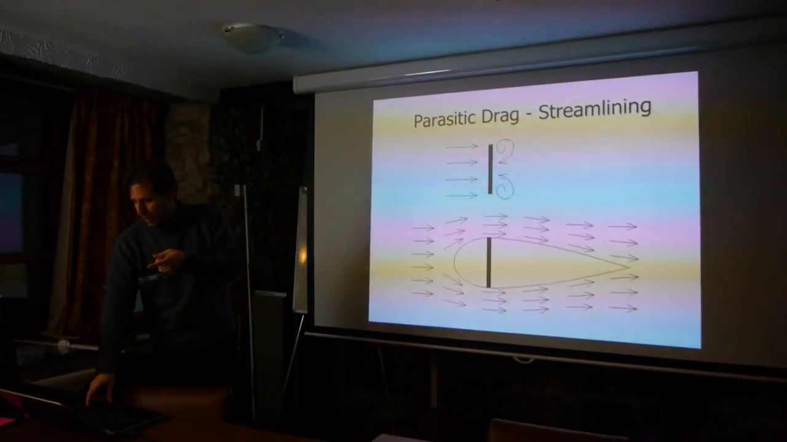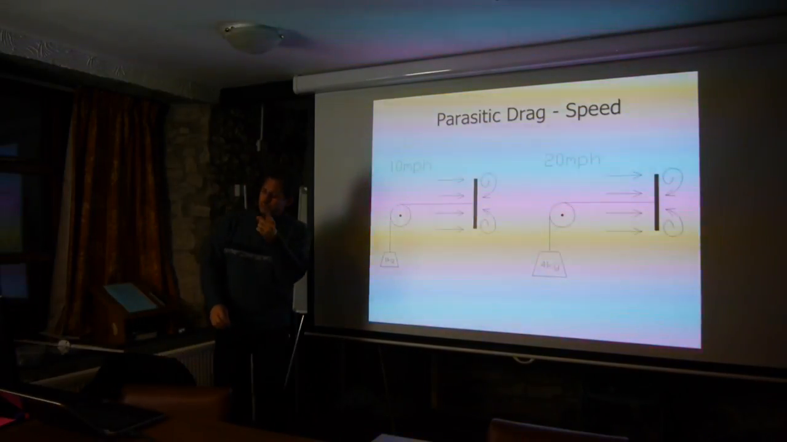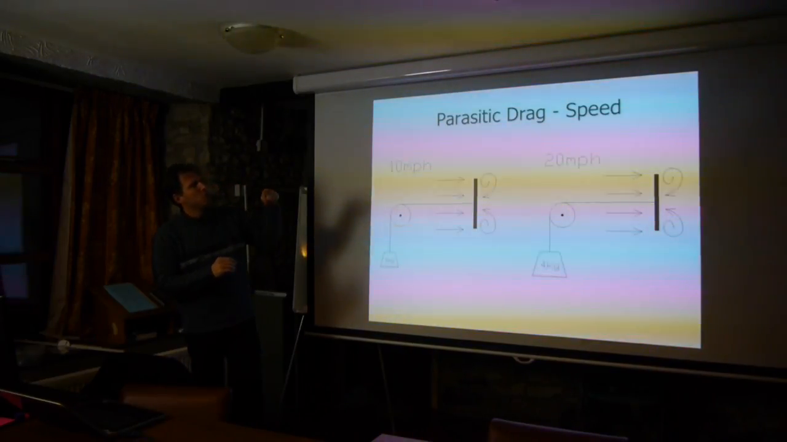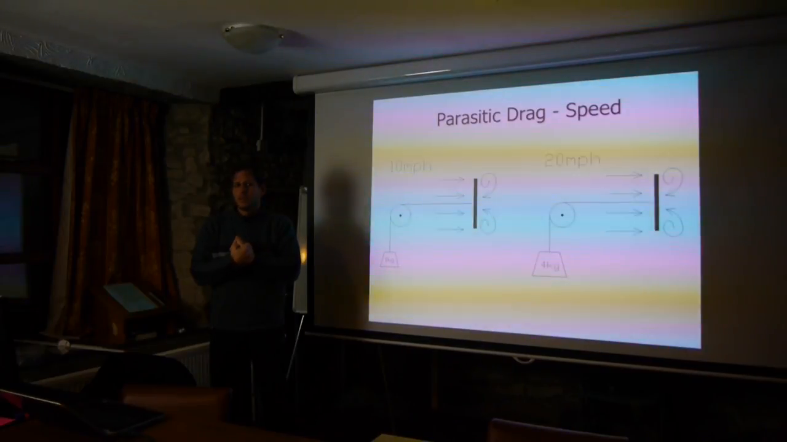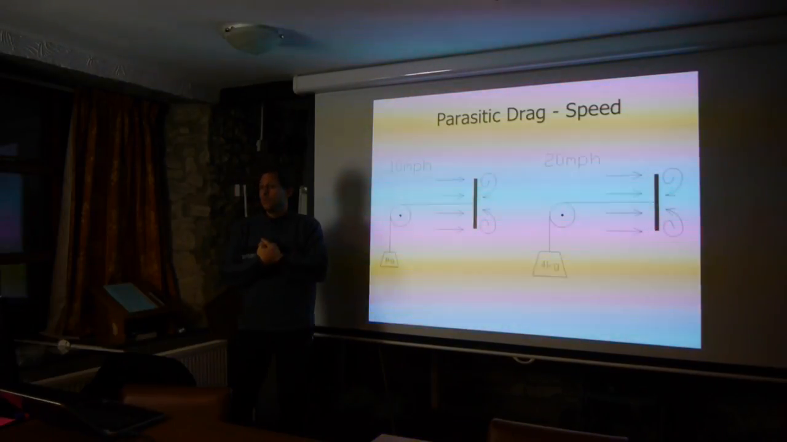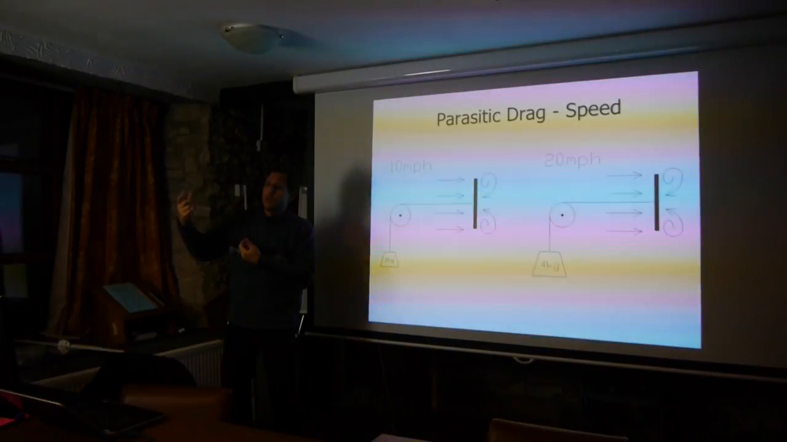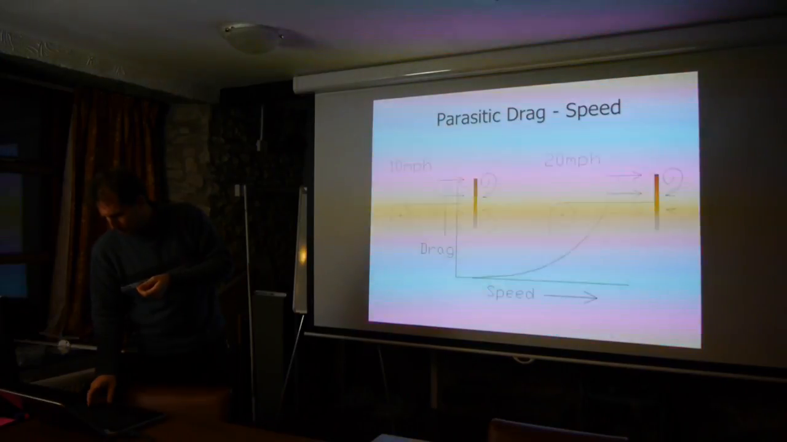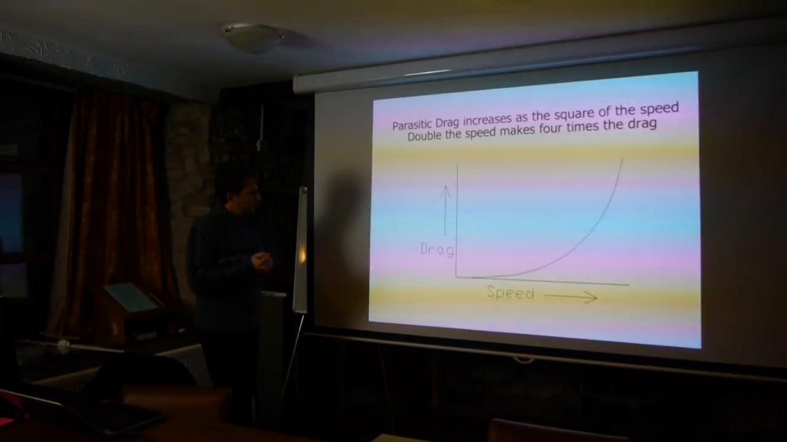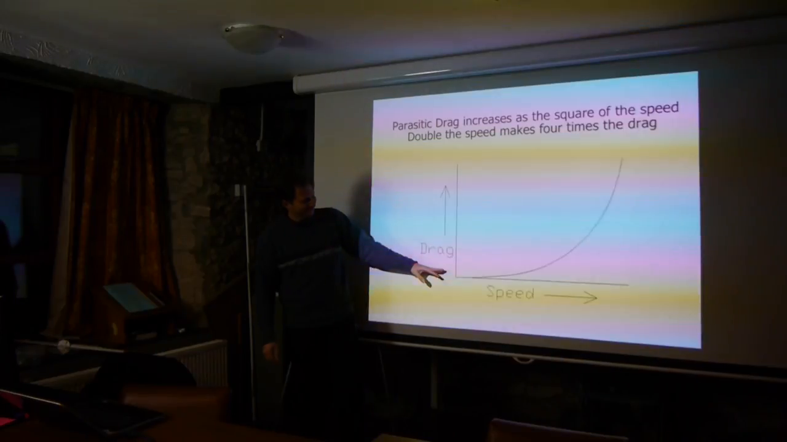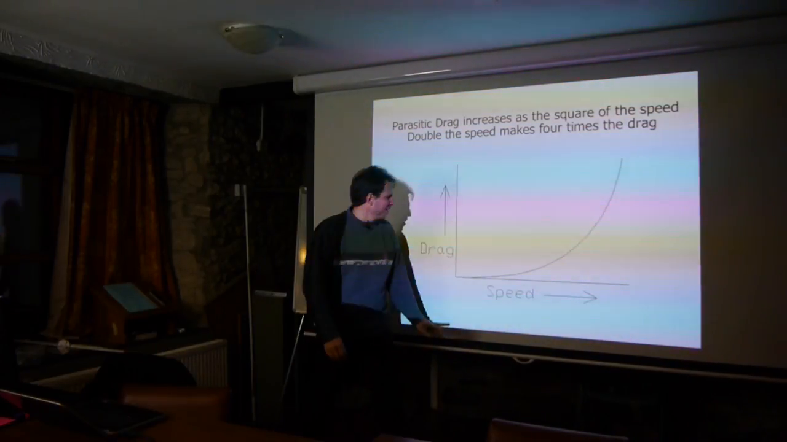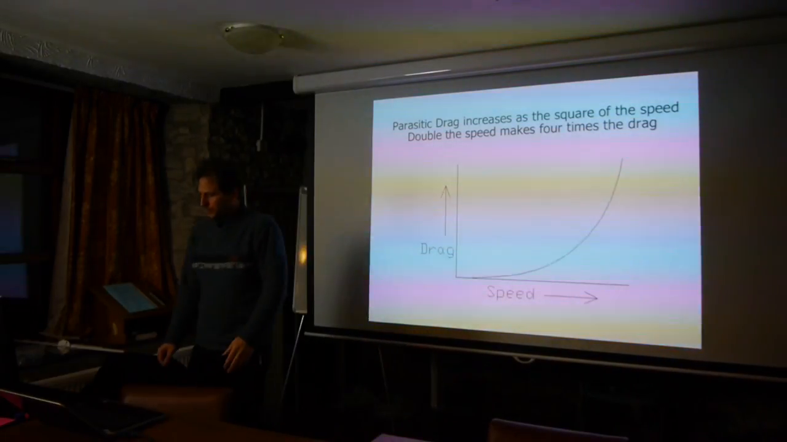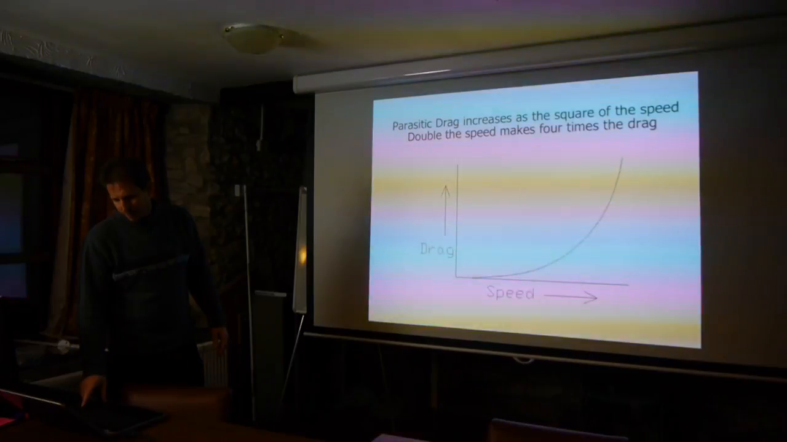Okay, so as you mentioned, the parasitic drag is the other way around. It increases with speed. Do you know by how much it increases? Square. Yes, square. So if you increase your speed by two, you increase your drag by four. So if you don't fly, there's no drag. And as you accelerate, your parasitic drag increases as a parabolic curve.